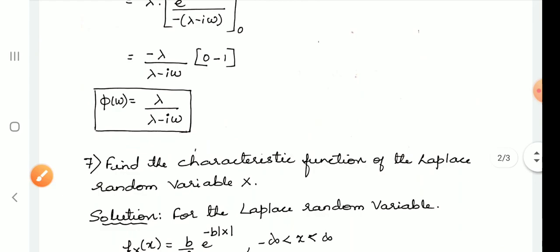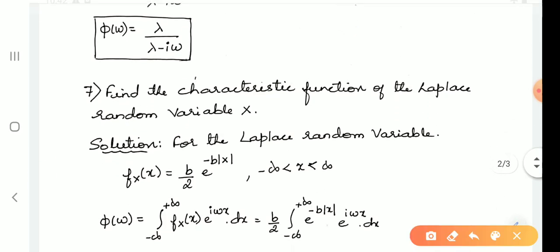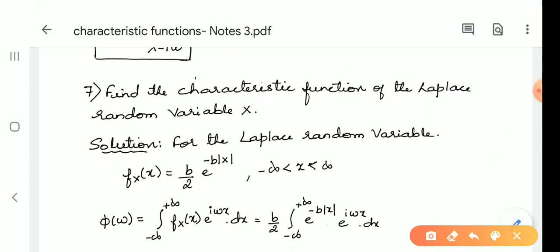Similarly, one more characteristic function we'll find. Find the characteristic function of a Laplace random variable. For this, let us consider the Laplace random variable for which f of x is written as b by 2 into e to the power minus b into mod of x for minus infinity less than x less than infinity.